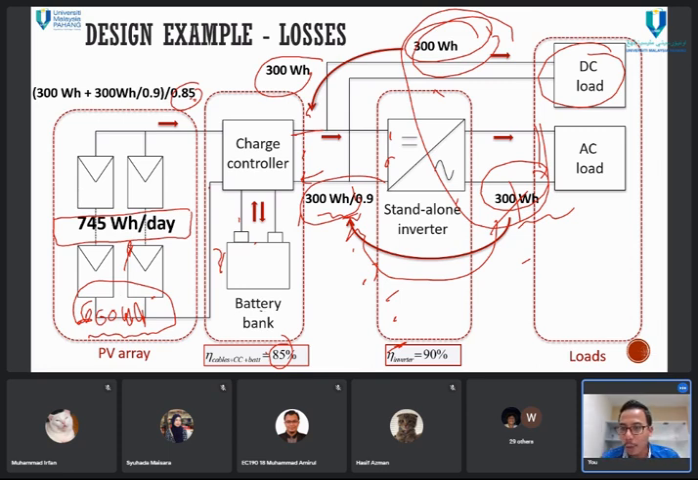So 745 watt hours. This is around an additional 145 watt hours, maybe an extra 25%. So we need a system that can supply 125%. It means the capacity of our PV modules must be able to support 125% of our load. Not 100%, 125% of our load, because we have the losses that come from the inverter efficiency and from the overall system efficiency.